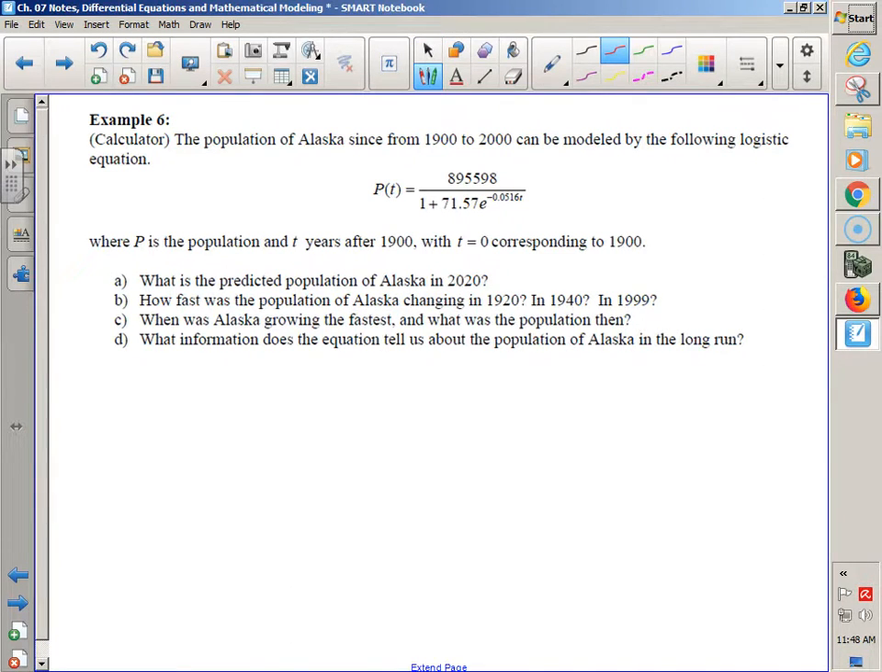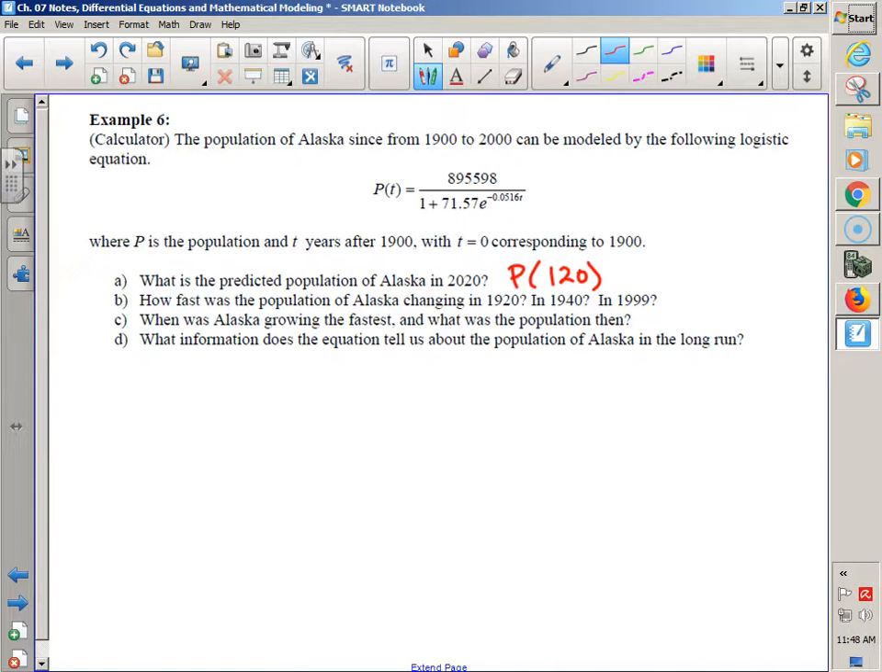P is population, T is time, years since 1900. Letter A is just asking, what is the predicted population of Alaska in 2020? Yeah, it was that easy. What'd you guys do? Why 120? Years since 1900. So 2020 minus 1900. Does that make sense? Oh, it's okay. 90 would make sense if it were 1990.